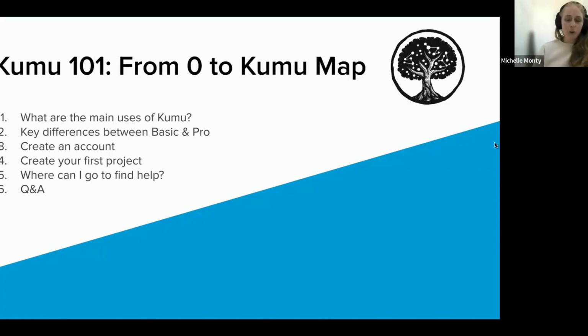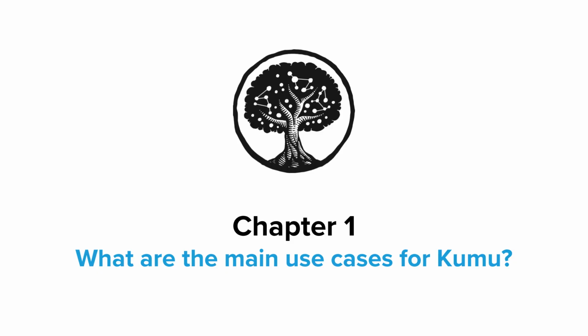So the topics that we're going to go through today: what are the main uses of Kumu? I'll show you a couple of example maps. Second one is key differences between basic and pro plans. The third one is simple: create an account and what does that account look like. Then the fourth is the biggest bucket that we'll be talking about today, so how to create your first project. Last question, where can I go to find help? And then we'll also do some more deep dives into Q&A at the end, so you can maybe share your maps, share any specific questions that you have regarding your map.